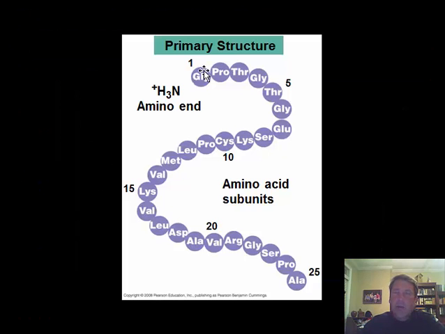So here's an example of a primary structure where we simply list the amino acids out here in a straight list. So there's 25 amino acids in this example.